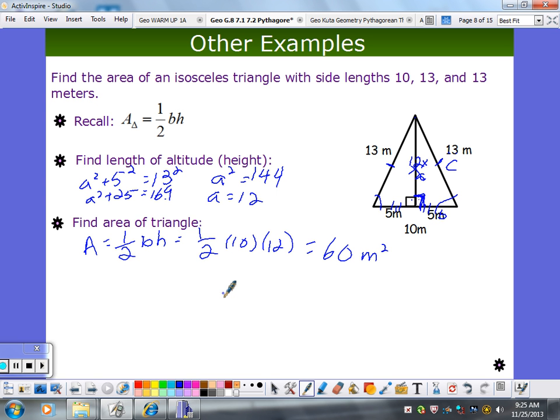What do you think? Questions? Yeah? How did I do what? How do I find the area?